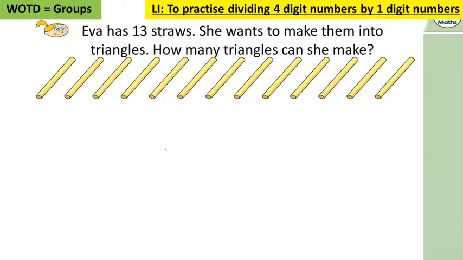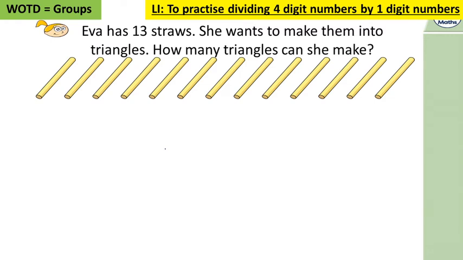So Eva has 13 straws. She wants to make them into triangles. How many triangles can she make? If you pause the video and have a think about that, you can either just think about what question you might have to answer and how you lay it out, or you can go all the way through and answer it and see if when you restart the video you get the same answer as me. So pause it now.